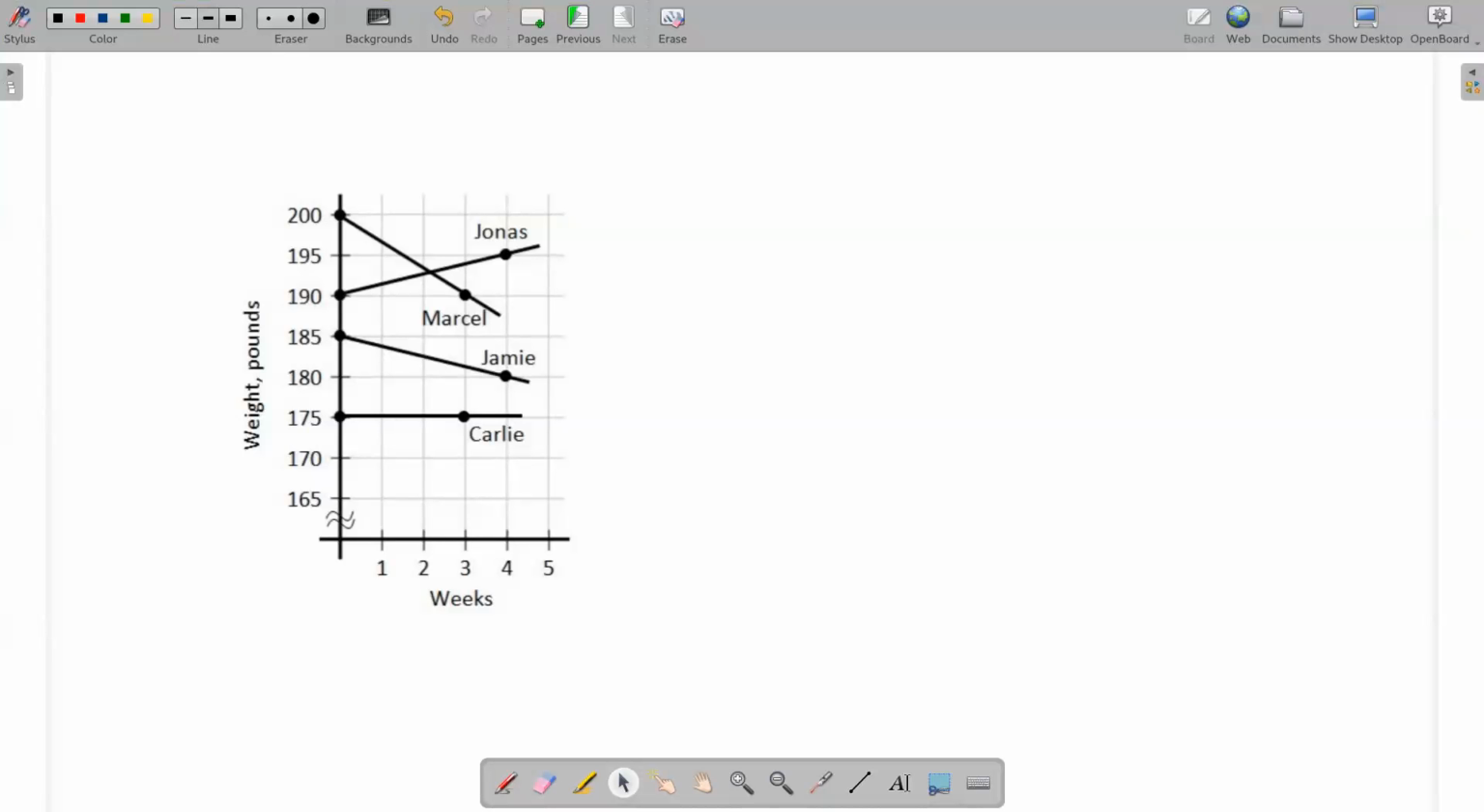So the last few questions are all about Jamie. So what do we know about Jamie? So we can see Jamie started at 185. We saw earlier that Jamie had a drop of 5 pounds over 4 weeks. So since we know the start and we know the slope, then we know the equation for Jamie's progress.